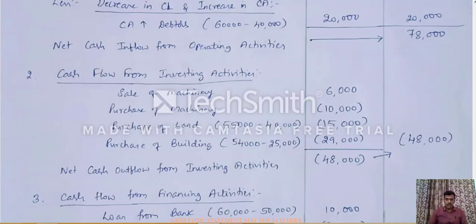Now if we total all of that, we will get minus 48,000, because we have got only one positive value and the remaining are negative values. Therefore, the total amount will be minus 48,000. That minus should be recorded in brackets and it should be treated as net cash outflow from investing activities.